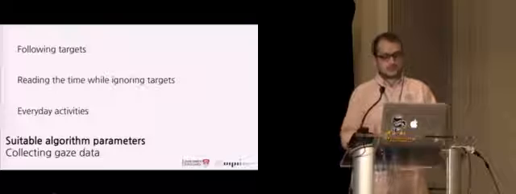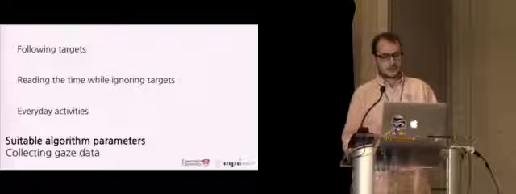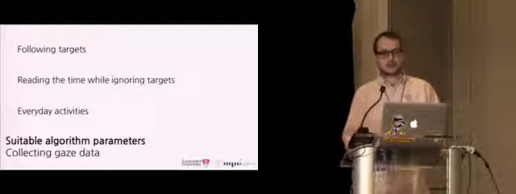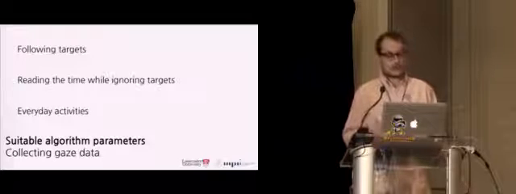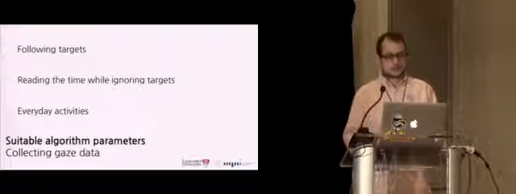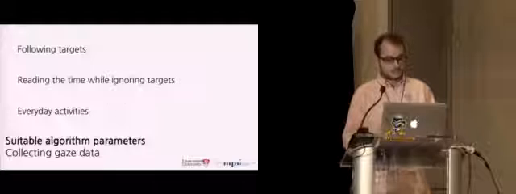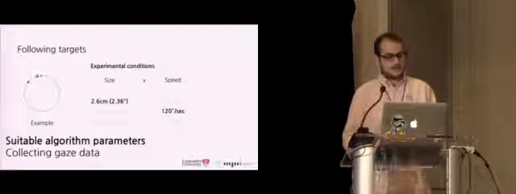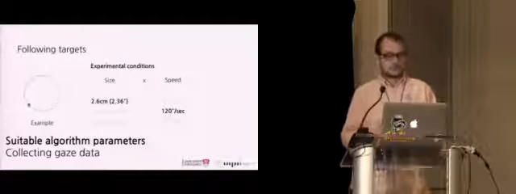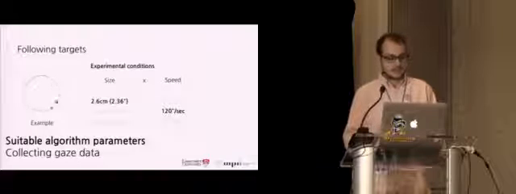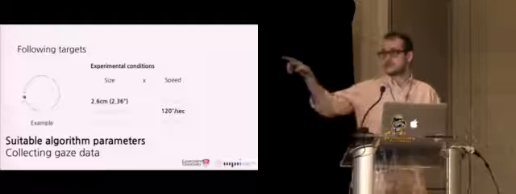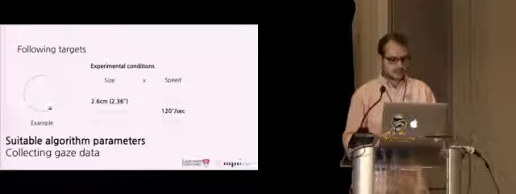So in our first study to find these suitable algorithm parameters, we collected gaze data of participants performing 3 different tasks: following targets, reading the time on a watch while ignoring targets, and doing everyday activities. We first asked participants to follow different targets for 6 seconds at a time. These varied in their size and angular speeds. So the values in bold are basically just referring to that example.